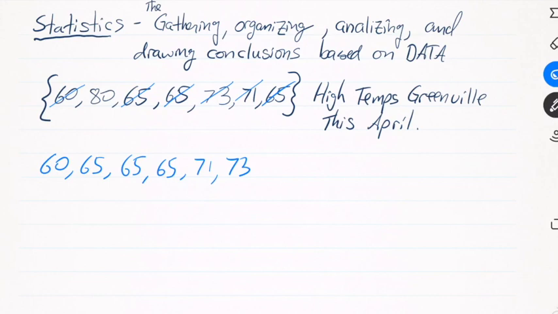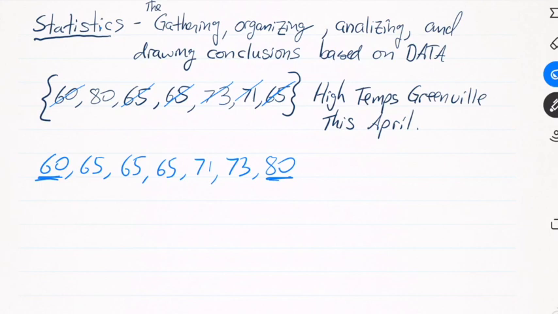And then finally, 80 is the biggest number. So one thing we can say by putting them in order is the lowest temperature based on my data in April was 60. The highest temperature in April was 80. So that's one good thing that comes out of spreading it out like this.